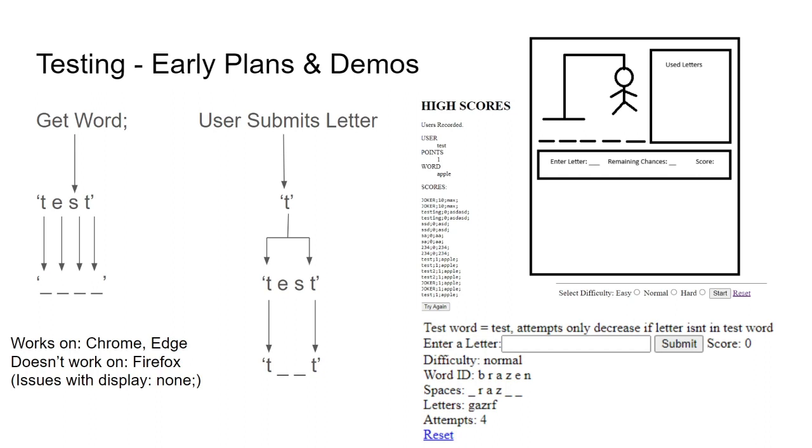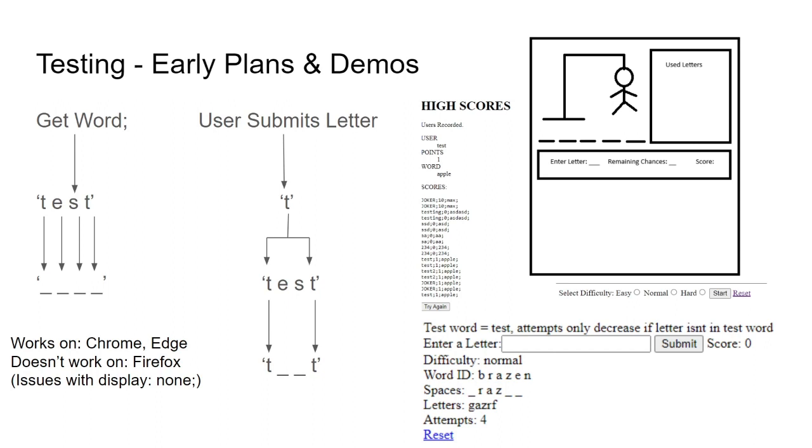We tested our scores system here, in which the user would enter in their name and then enter in some word which would get them so many points, and then their score would be logged, as you can see, all the previous users. We have our wireframe model, which was an early design of what our game was supposed to look like from a UI standpoint.